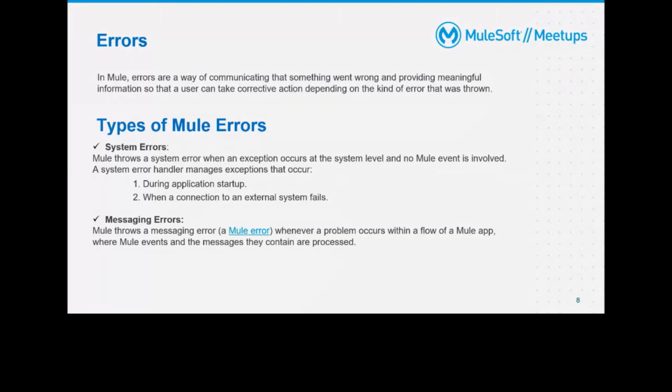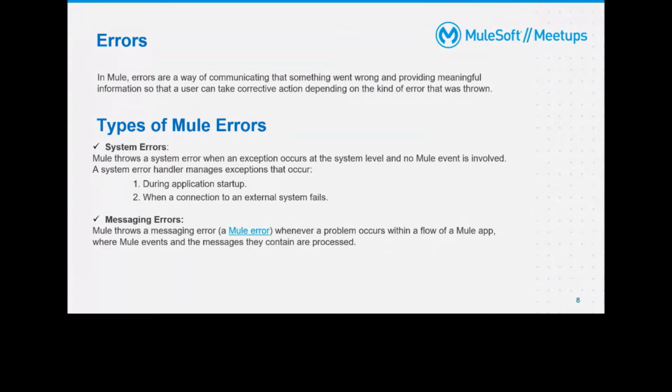So, what are errors? In MuleSoft, errors are a way of communicating to the stakeholder that something has gone wrong, and providing some meaningful information regarding that error and how it can be tackled. There can be different corrective actions that can be taken based on the error that has been thrown. In MuleSoft, there are broadly two types of errors.